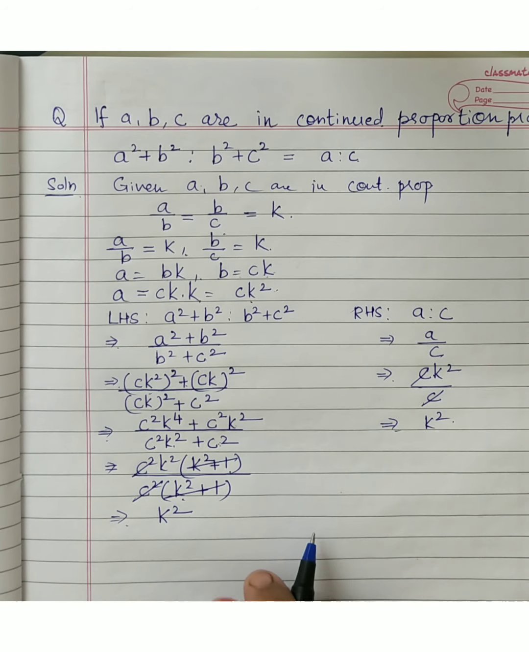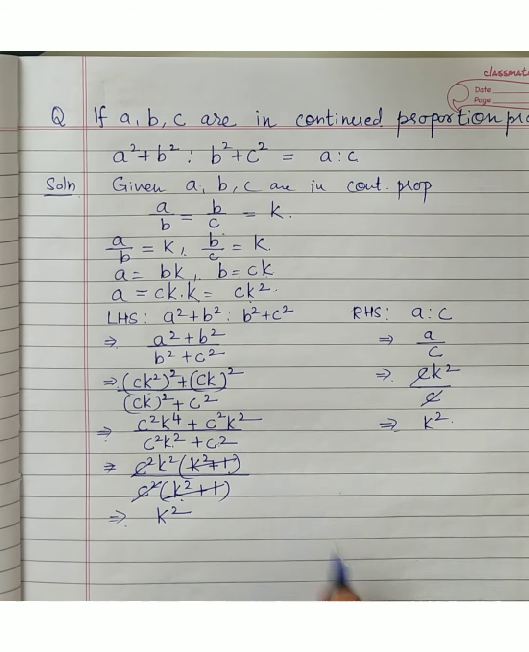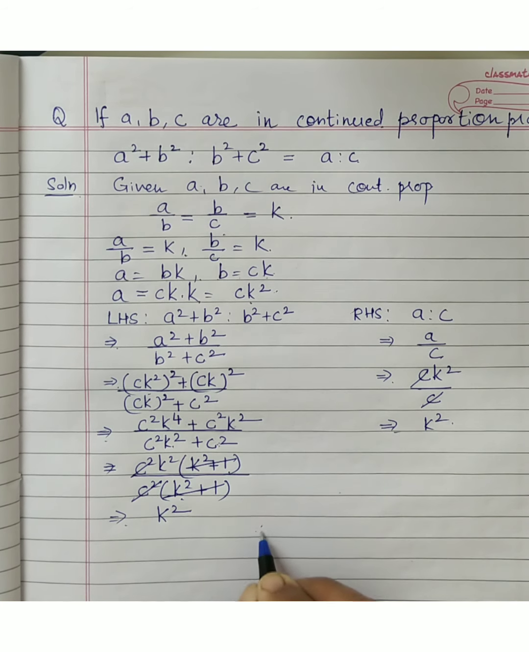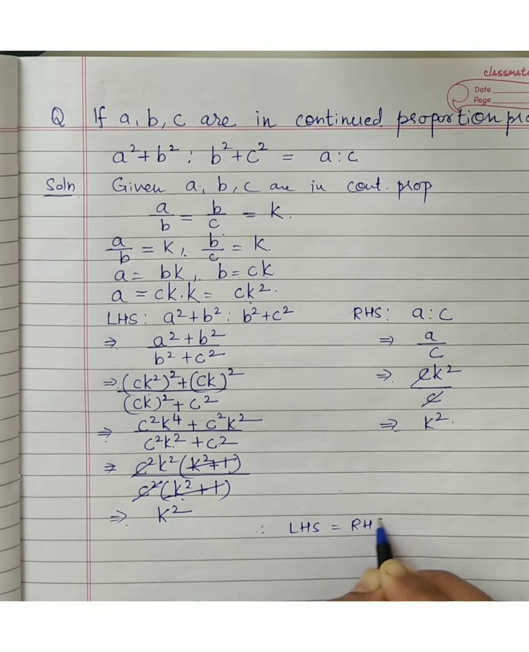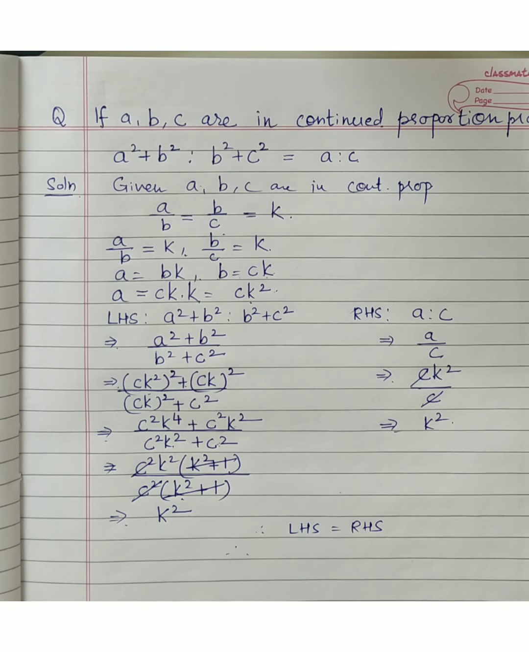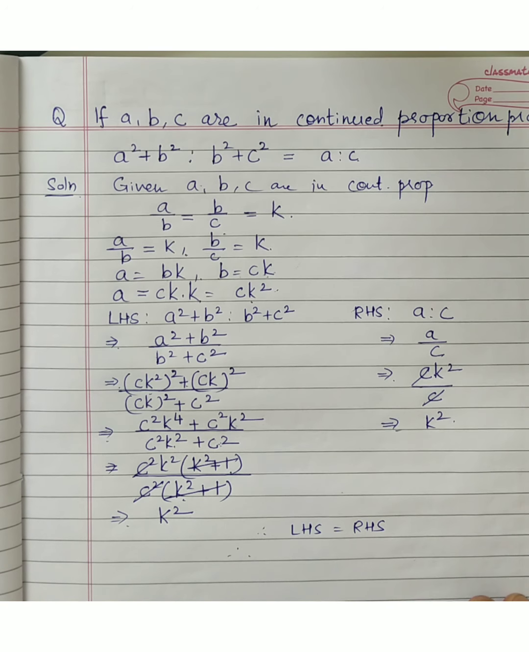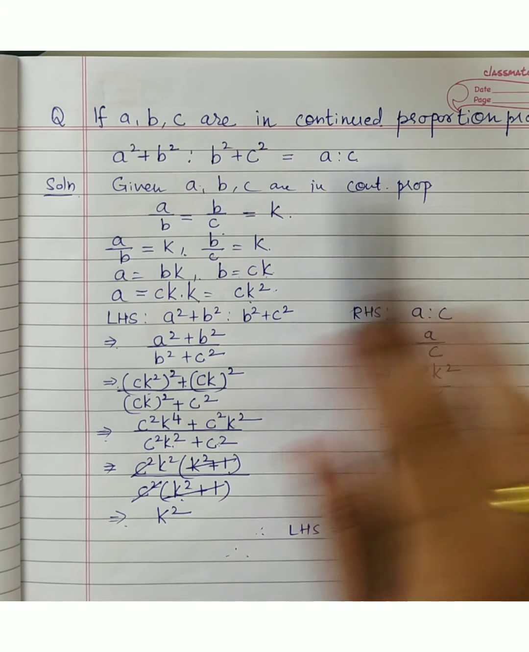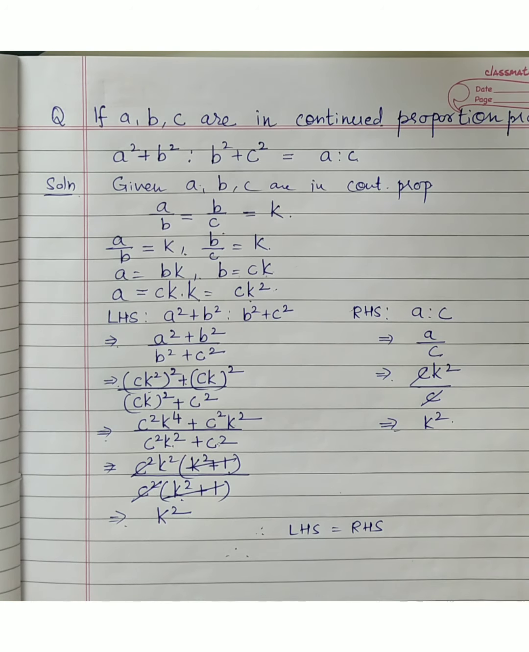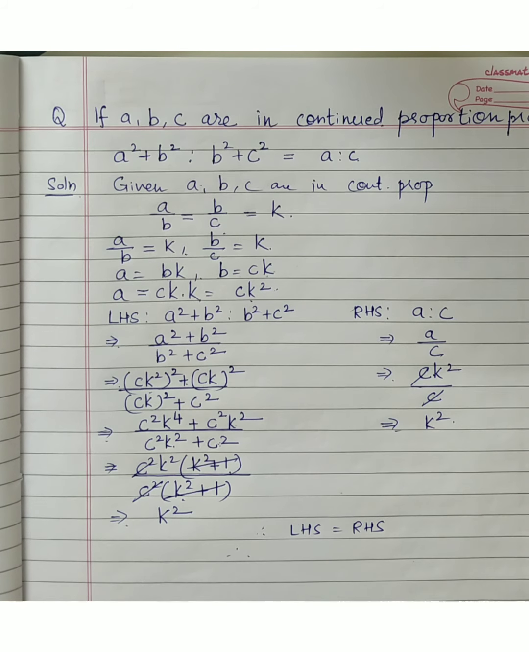Thus what you have shown is left hand side is equal to right hand side, and so you have proved the given part. Complete that. So clear, children, if in continued proportion, how do we apply it? Yeah, and it makes the work quite simple.